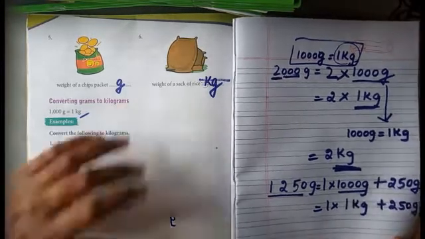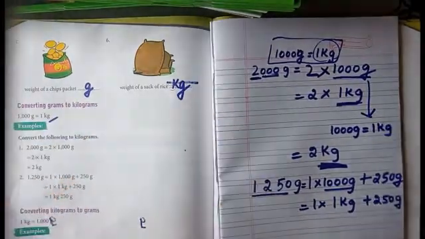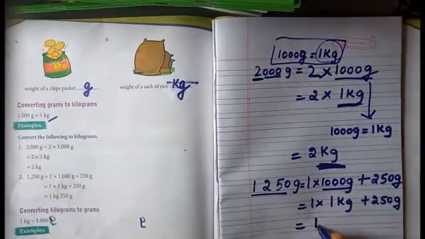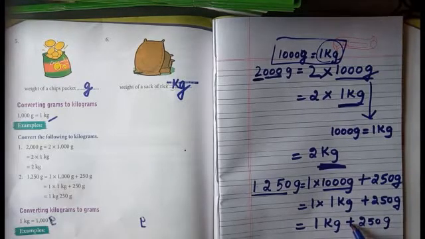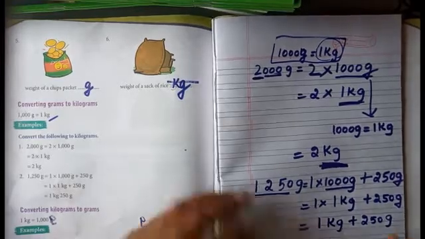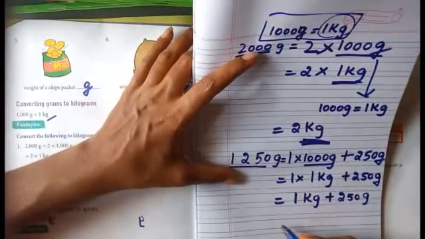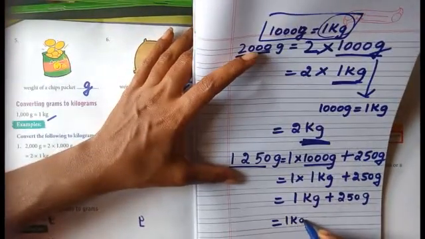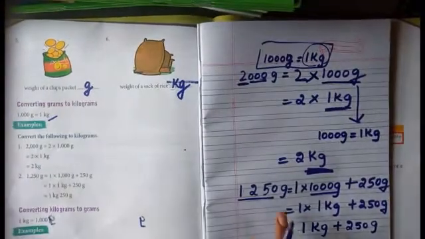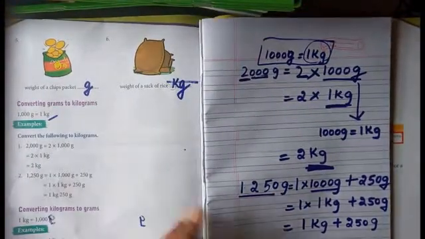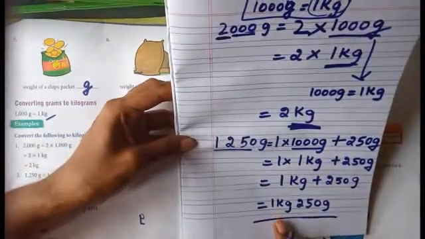Okay, understood? 250 gram. Then 1 ones are 1 kg plus 250 grams. So no need to write this plus. You write just 1 kg 250 grams as the answer. So you converted gram into kilogram. This is the answer.